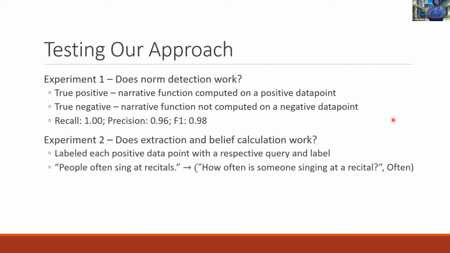And then experiment 2, right? We know that the system can classify a sentence as being a norm introduction, right? As defined here. But we were wondering if the system can actually extract the correct concepts that fill the norm slots, extract the correct behavior, context, evaluation, prevalence, and then store the correct evidence statement and combine the belief in a way that yields beliefs that are indicative of the training data set. So does the system believe what it should believe after it's trained? So we labeled each positive data point with a respective query and the expected label.